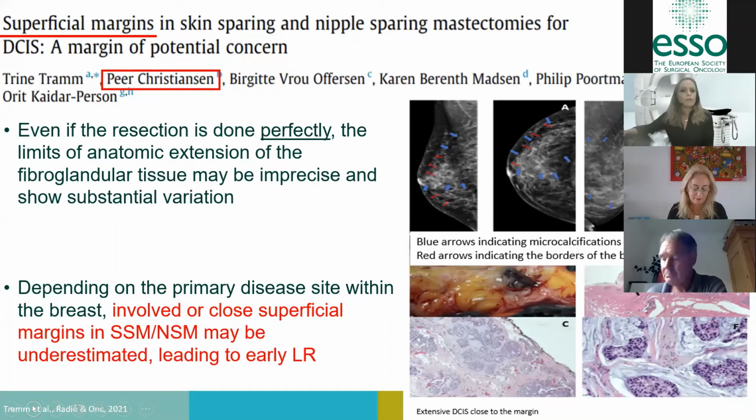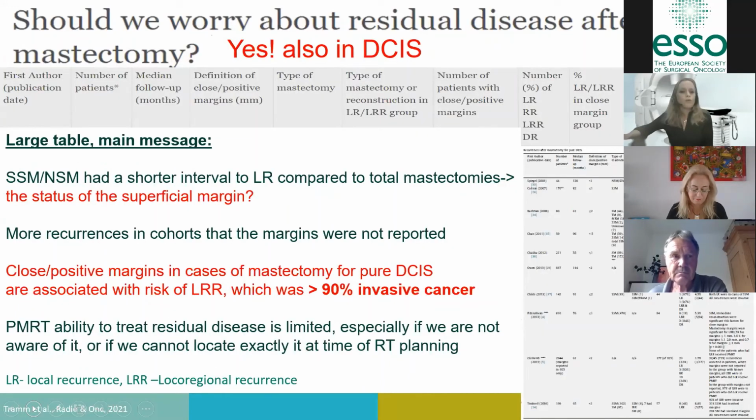And we are speaking about the superficial margin of the mastectomy specimen, which is often not reported in many institutions. And this is a table that we have in our publication. It's a quite large table summarizing the studies that report the margins in DCIS in patients who are undergoing mastectomy for DCIS. And we see that in cases of skin sparing and nipple sparing mastectomy, there was a shorter interval to local recurrence compared to total mastectomy.